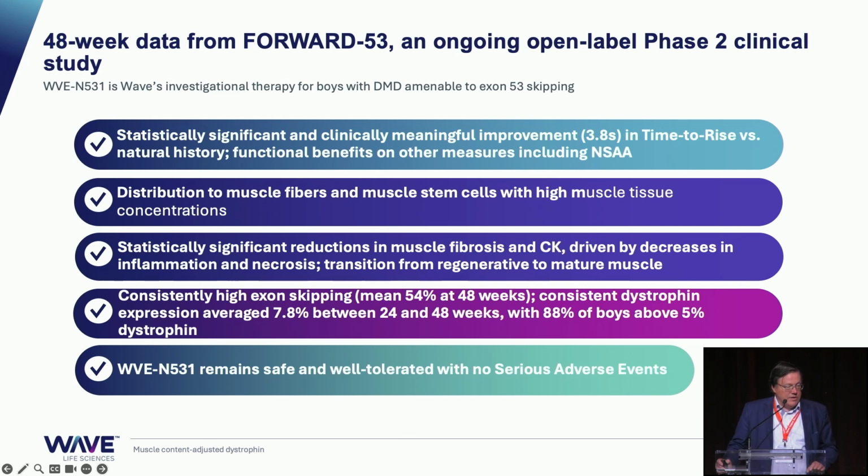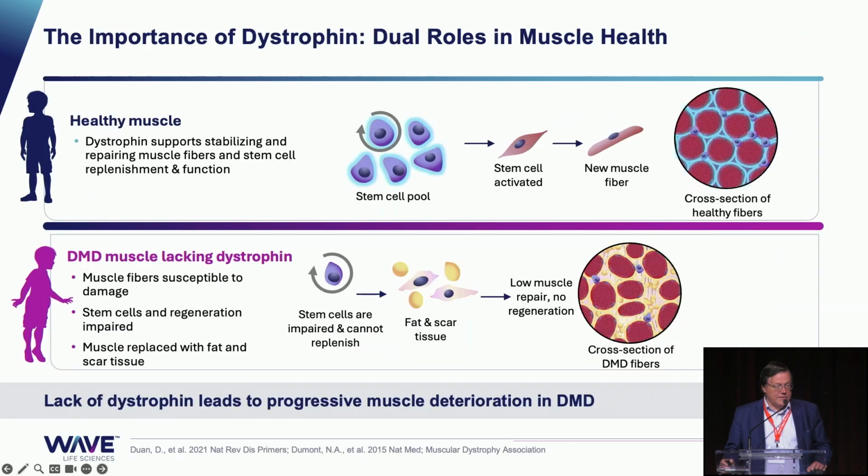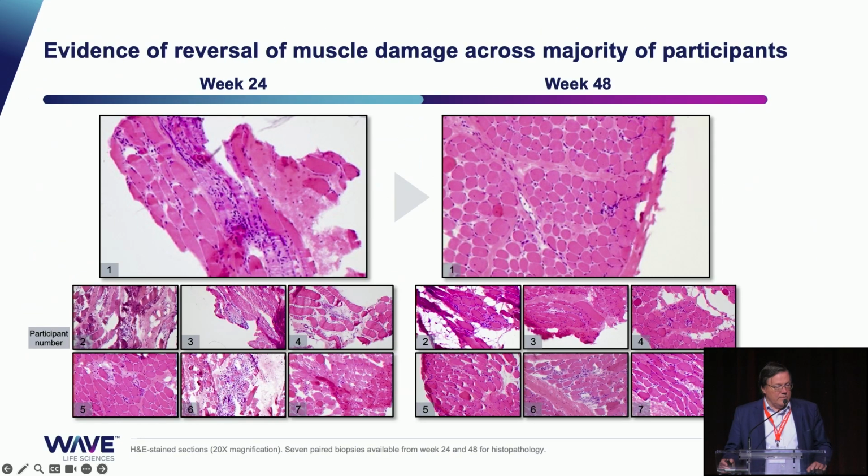So dystrophin expression really averaged at about 8% between 24 and 48 weeks, which is an improvement on some of the published or some of the approved therapies. I won't really belabor that. This is data that they've presented publicly suggesting some reversal of muscle damage across the majority of participants. An editorial comment here would be, we always have to be somewhat cautious in interpreting data like this. We really want to make sure we are looking at comparable regions of muscle, comparable muscles and so forth, but the data does suggest that there is some improvement in muscle pathology.